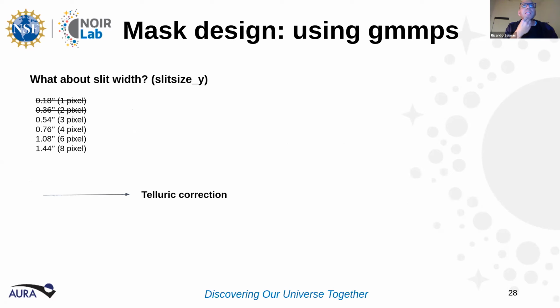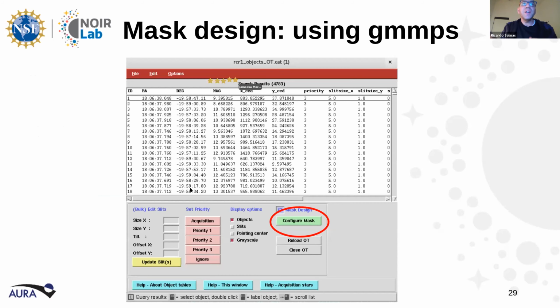I'm going to tell you something about the slit widths that I mentioned before. In GMMPS, you can design whatever slit width you want, but you should stick to these sizes, because at some point you need to do telluric correction. Telluric correction means you're going to need to observe a telluric standard so you can remove this contribution of the Earth's atmosphere. So that's why you need to stick to these slit widths, because these are the slit widths of the long slits that are going to give you the observations for the telluric standards.